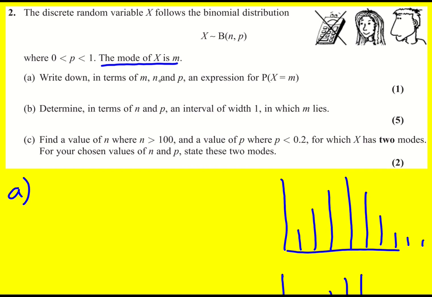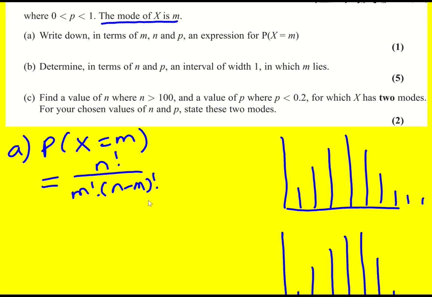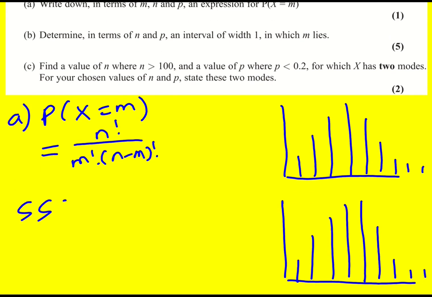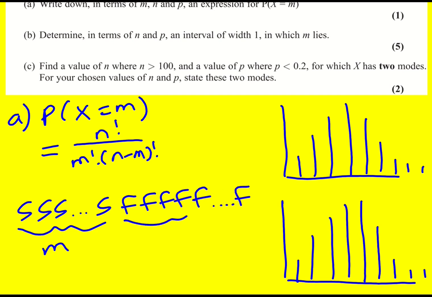But first of all, write down in terms of m, n, and p an expression for the probability that x is equal to m. So this is just a standard probability. It means we've got m successes. So remember there are n events, and then I divide by m factorial, n minus m factorial. Let me just briefly talk about that. So I've got success, success, success, so on, m times, and then all the rest are failures. Because I've got n in total, it must be that this is n minus m.